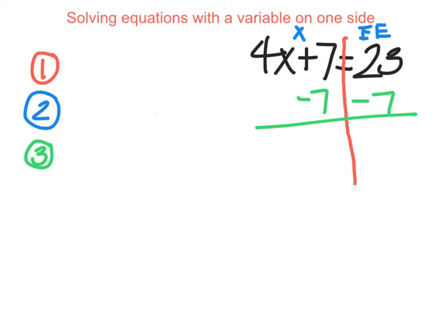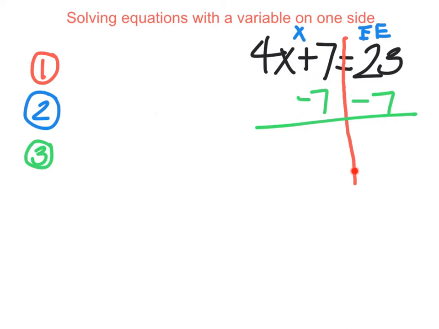Recall that the reason we minus 7 is because we need to get rid of this plus 7. To get rid of it, we have to do the opposite of plus, which is to minus. And the rule in math says whatever you do to one side, so we're minusing 7 on the left, we also have to do the exact same thing on the right, so that's why you have a minus 7 on both sides of our line.